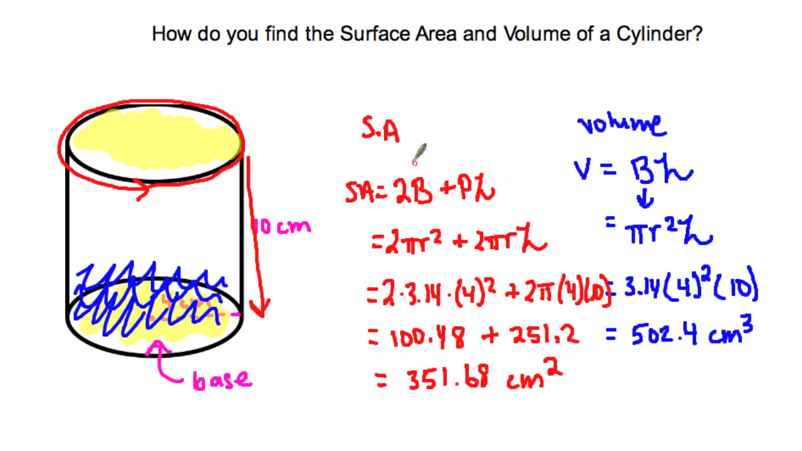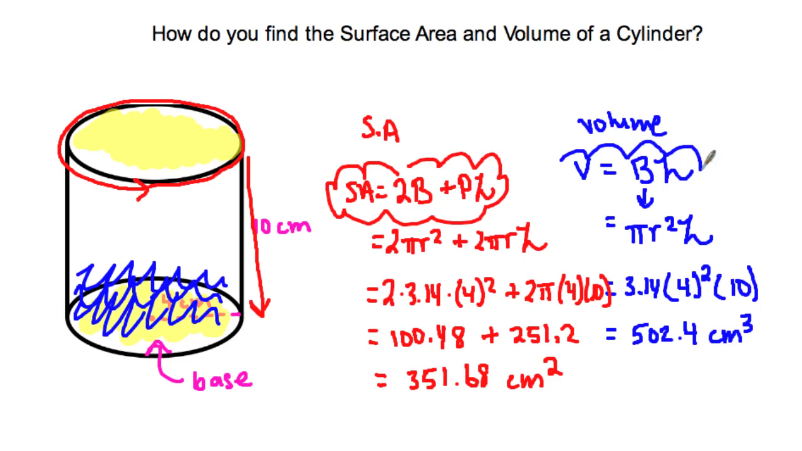And so that's how we can use these two master formulas to help us find both the surface area and the volume of all prisms and all cylinders.